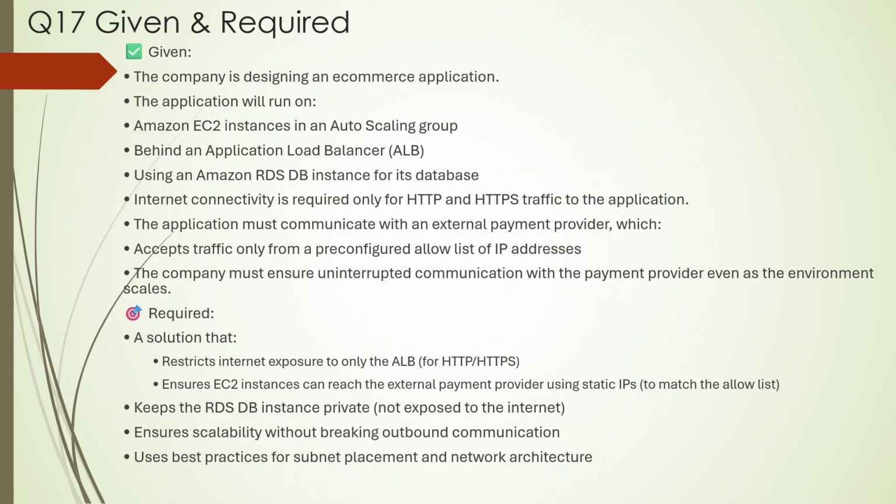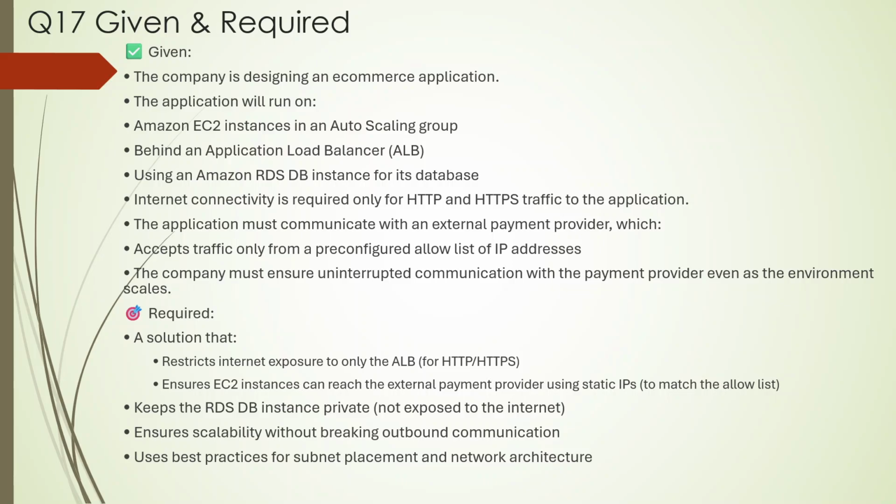Question number 17: you are given a company designing an e-commerce application. The application will run on EC2 instances in an Auto Scaling group behind the ALB, and you'll be using an RDS database instance for its database. Internet connectivity is required for HTTP and HTTPS traffic to the application. The application must communicate with an external payment provider. So it's almost similar to the first question, except that it accepts traffic only from pre-configured allowed IP addresses.